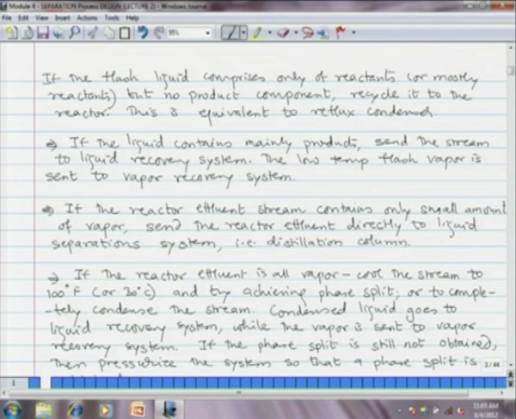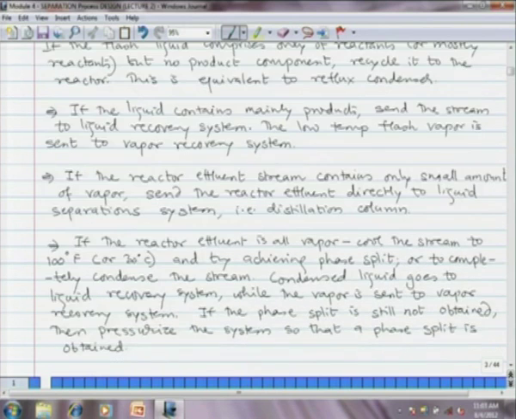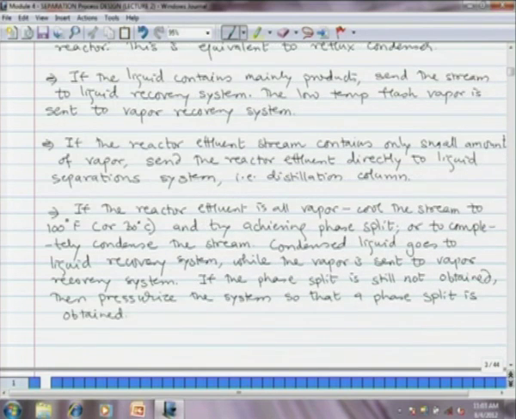The low temperature flash vapor is then sent to vapor recovery system, and that vapor mainly contains the unreacted reactant, which are finally recycled to the reactor. If the reactor effluent stream contains only small amount of vapor, then we have to send the reactor effluent directly to the liquid separation system, that is distillation column.